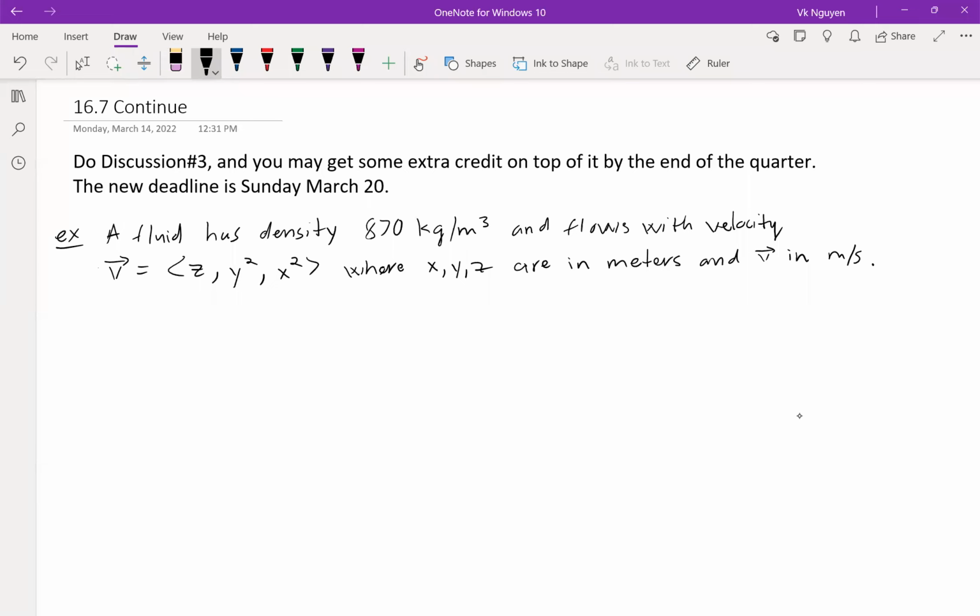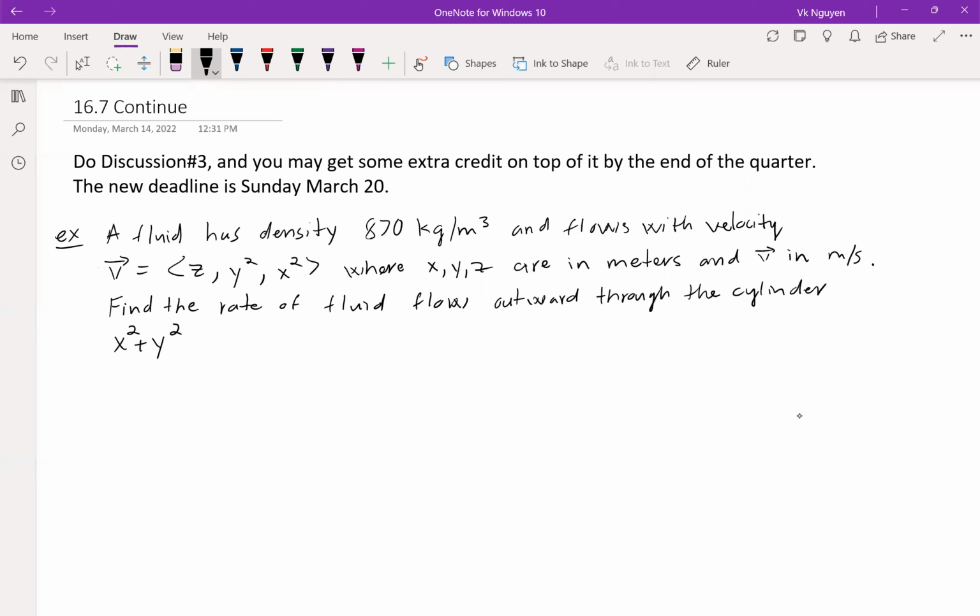Find the rate of fluid flow outward through the cylinder x squared plus y squared equal 4, 0 less than or equal z, less than or equal 1.